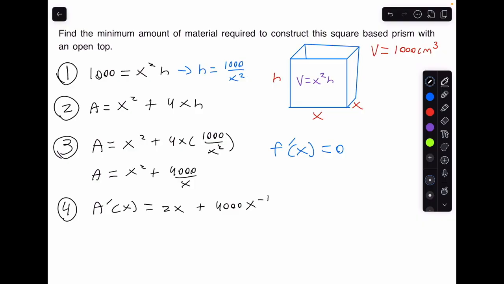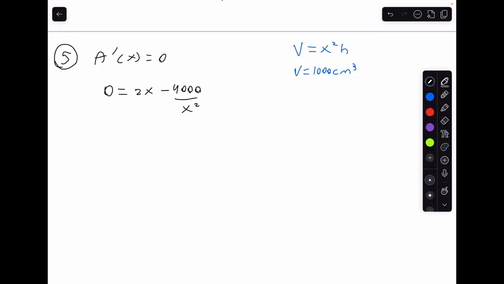Now we can use the power rule. So we get 2x minus 4,000, and now it's x to the negative 2 because negative 1 minus 1 is negative 2. So this is A prime. Now let's move on and make A prime equal to 0. Okay, so I've made A prime equal to 0 here, and what we need to do is solve for x. So I'm going to multiply both sides by x squared to get it out of the denominator, and we get 0 is equal to 2x cubed minus 4,000.